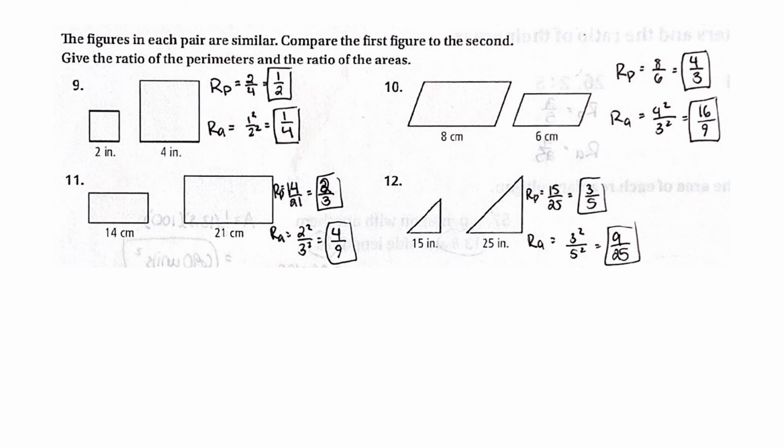On number 11, again, we're looking at our scale factor here, 14 to 21. That simplifies down to 2/3. And then when you square both of those to get the ratio of your areas, you should get 4 to 9. If you want to glance over here at 10 and 12, for number 10, the ratio of the perimeters was 4/3, and then you square that, you get 16/9. Number 12, again, take those numbers for the scale factor to find the perimeter ratio, and I got 3/5, square them, and get 9/25.